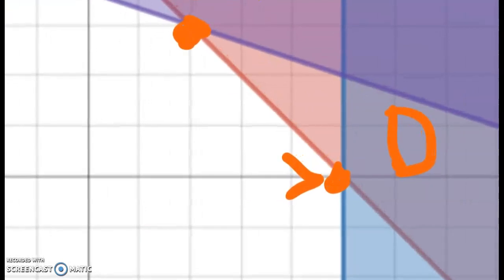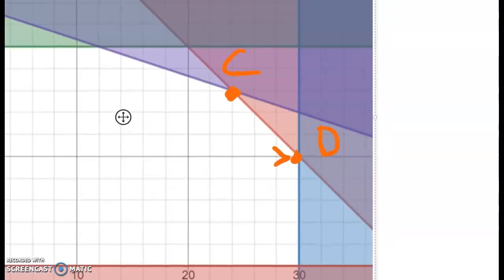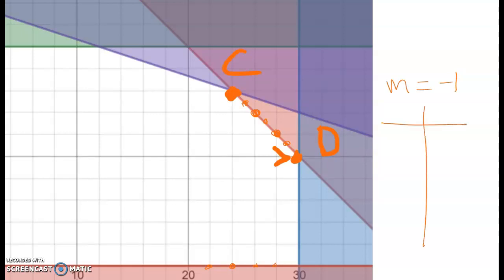Here we are. We're looking for the integer valued solutions along that line between C and D. Now, bear in mind that this graph has got a scale where each little square is 2. So these are all integer value solutions, but so are these ones here. It comes back again to a good understanding of the gradient. The gradient's -1. So here's my table. Here's my x and here's my y. I'm starting at 24, 16, and I'm going to end up at 30 and 10.